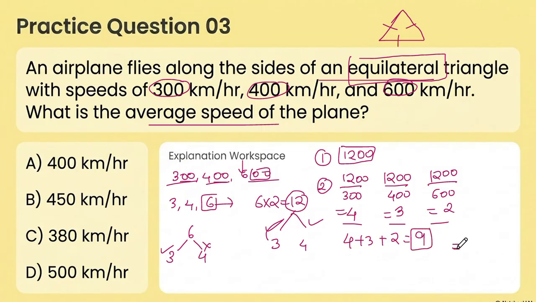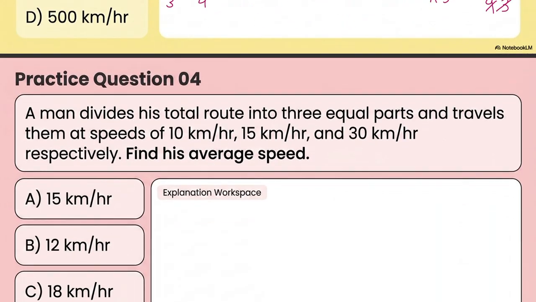Now we'll use our formula. Average speed is equal to 3 multiplied by LCM. So LCM is 1200 upon total time, which is 9. If we cancel out, 3 3s are 9 and 3 4s are 12. The remaining two zeros we add back, so the correct answer is 400 km per hour. So the correct answer is A for this question. Look at the next problem.